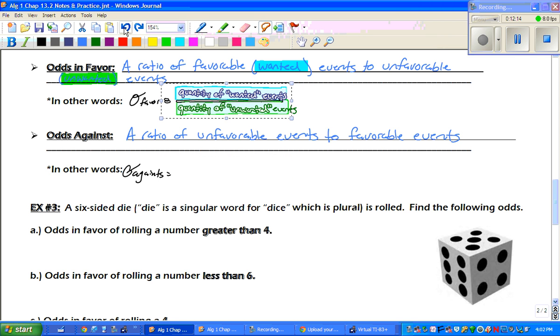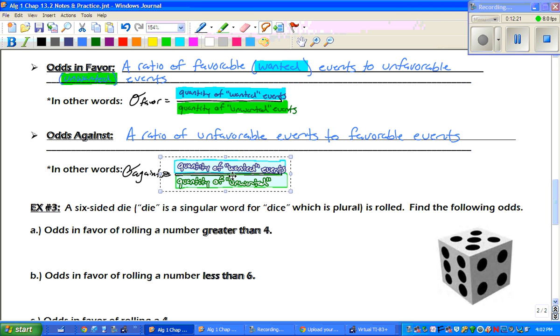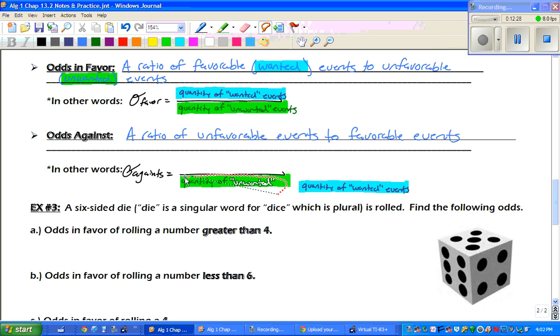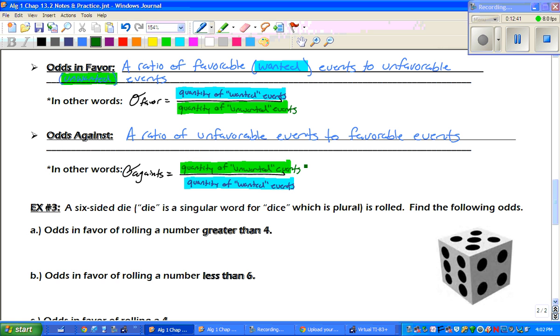Whoops, I didn't want to do that. I wanted to copy it. Sorry. Copy and paste. I'm sorry, guys. I bet you wish you could do that too. However, this is going to go on the bottom, and that's going to go on the top. So all we do is just mix it around, okay? So the quantity of unwanted over the quantity of wanted events, okay?